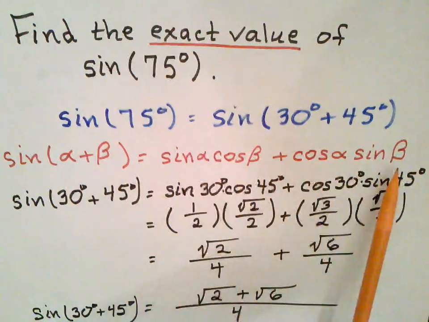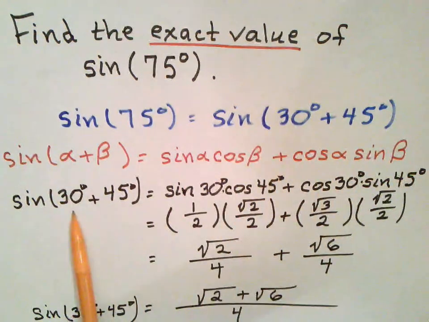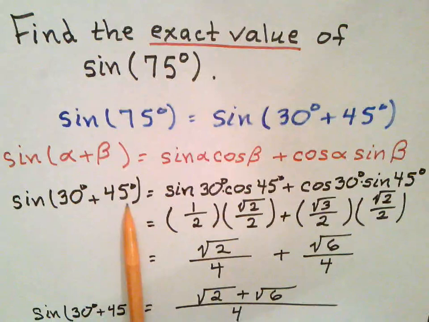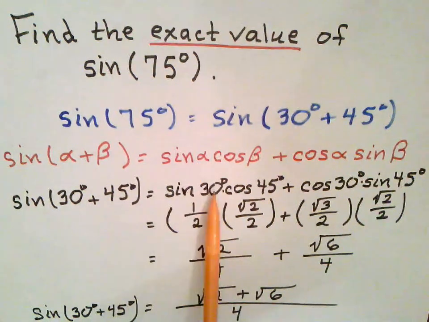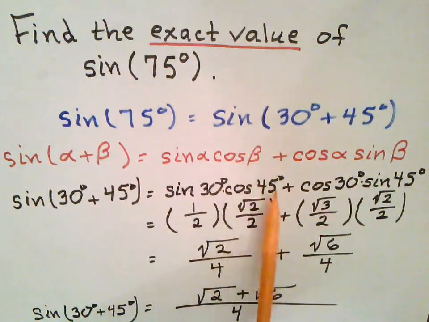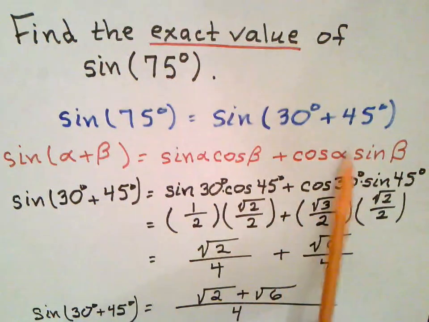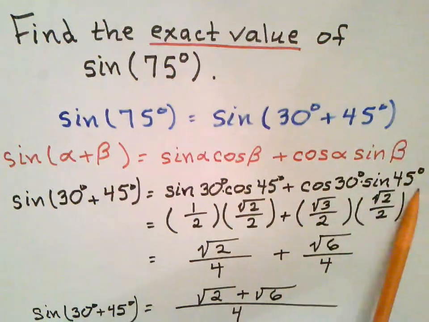See, I rewrite it. Alpha is 30 degrees this time, and beta is 45 degrees. So wherever alpha is, I put 30 degrees. Wherever beta is, I put 45 degrees. Again, alpha is 30 degrees, and beta is 45 degrees.